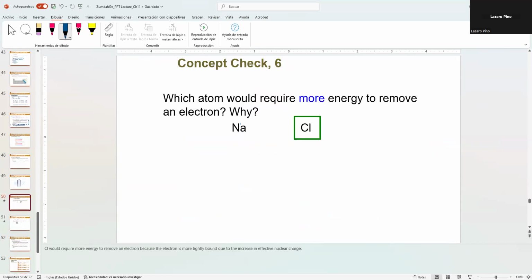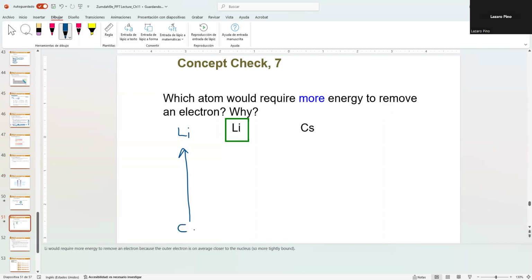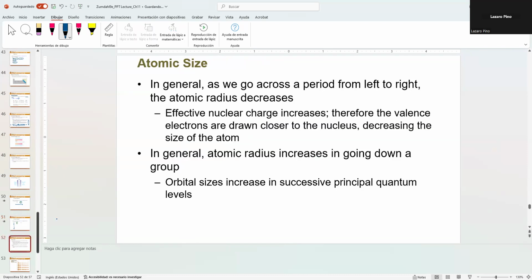And here you have: which atom would require more energy to remove an electron, and why? Of course, chlorine, because it's to the right in the periodic table. From lithium and cesium, oh, they are in the same group. Then, as lithium is up and cesium is down, of course lithium will require more energy to remove the outermost electron from the gaseous atom.